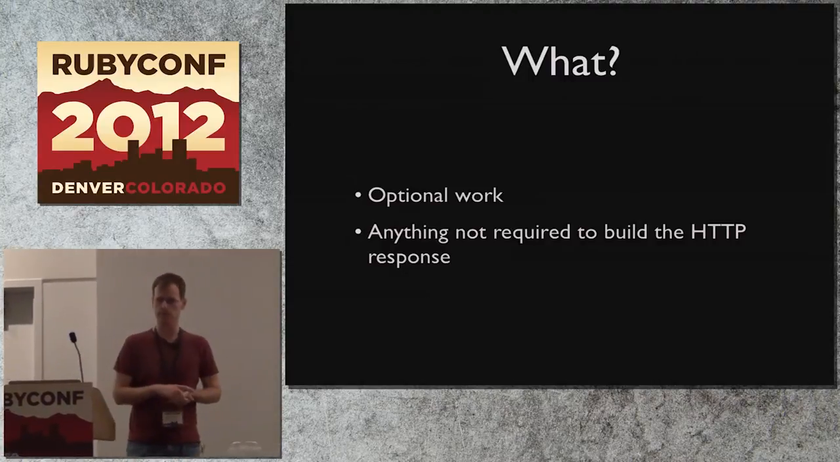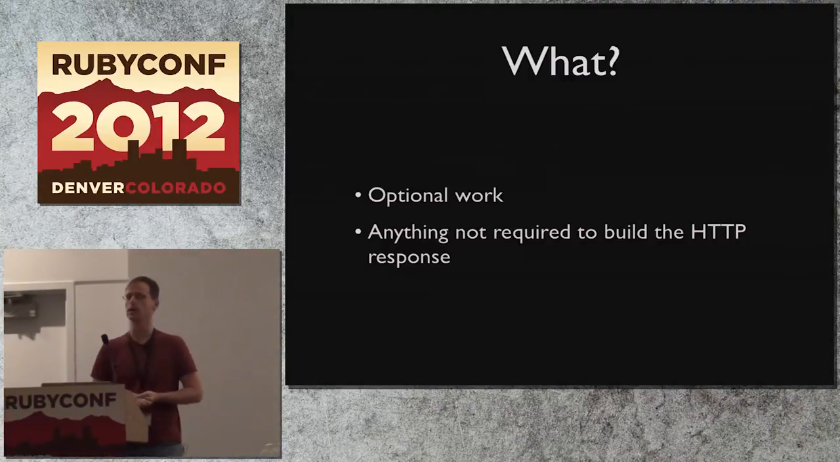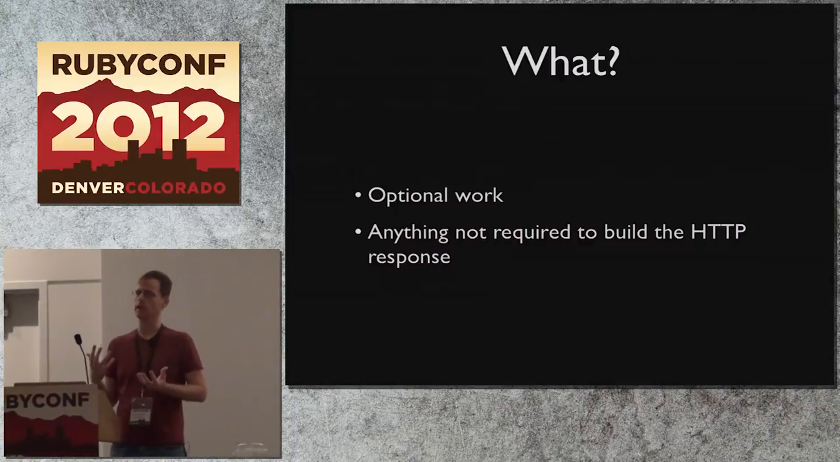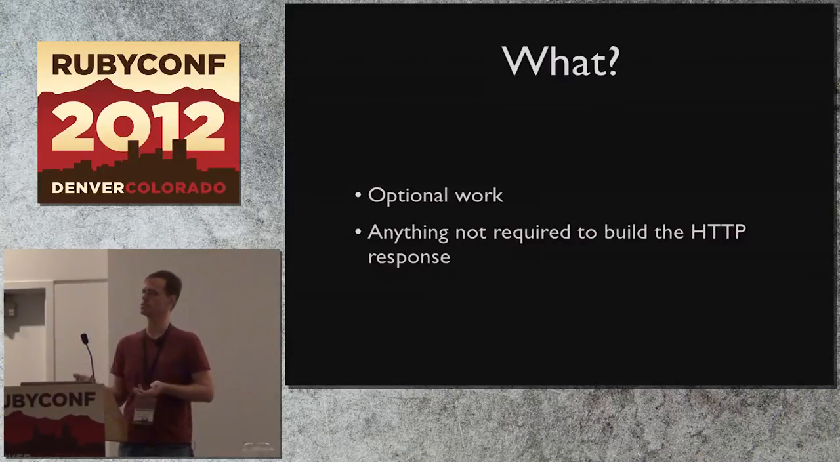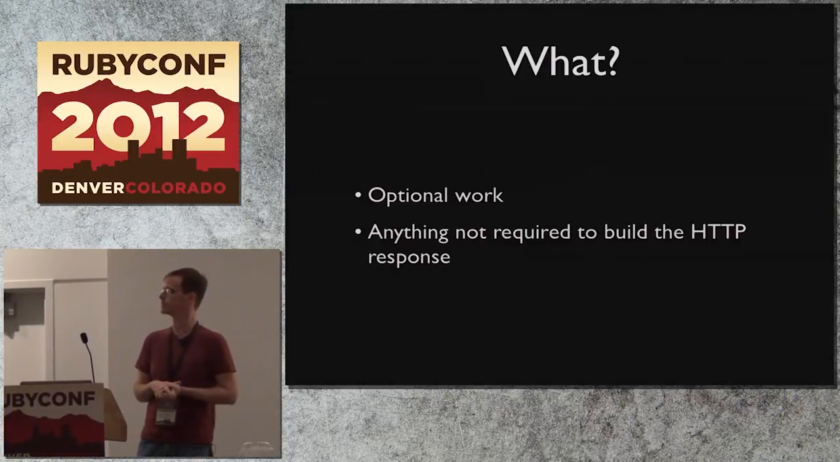So what do we want to process asynchronously? Basically, anything optional. For us Rails guys, that basically means anything that's not required to generate the HTTP response, throw it into the background. It's safer that way so that the user has less potential for seeing 500 errors, and it's also going to be faster.